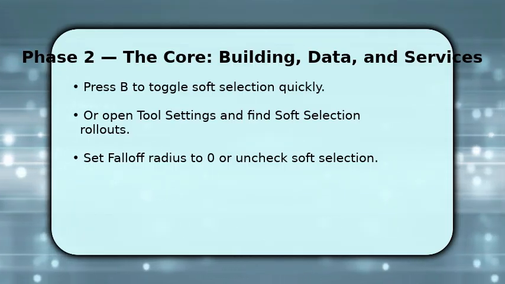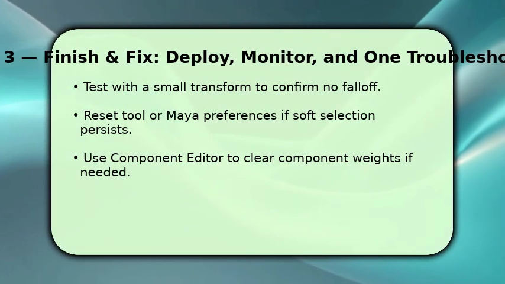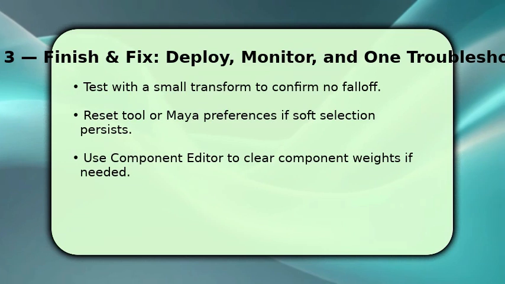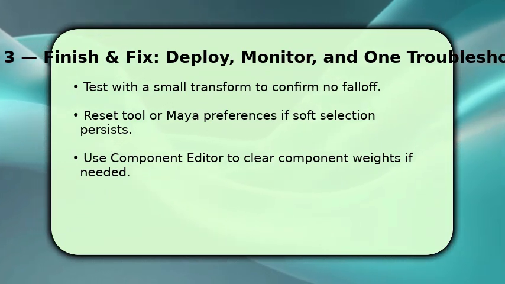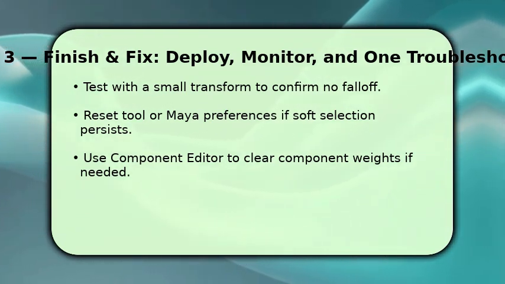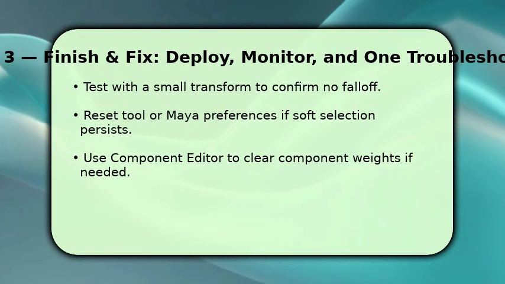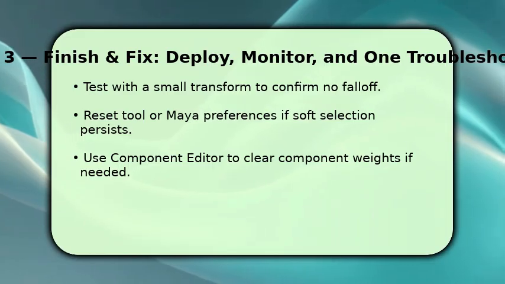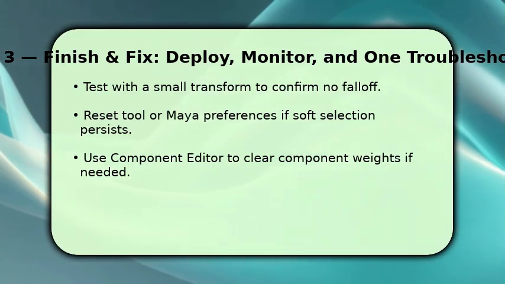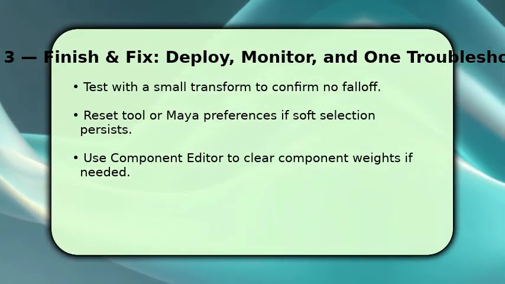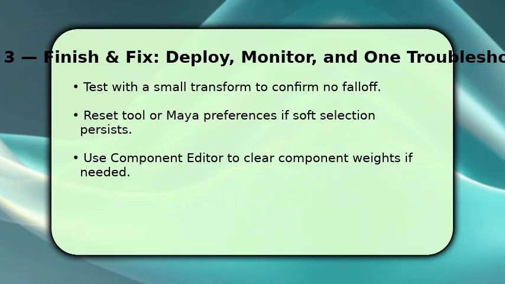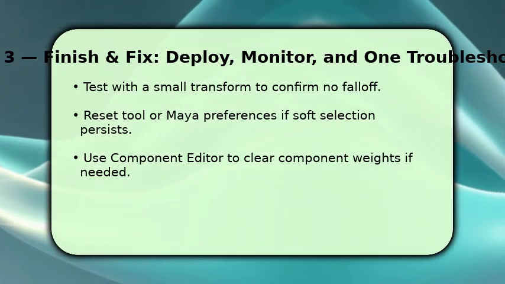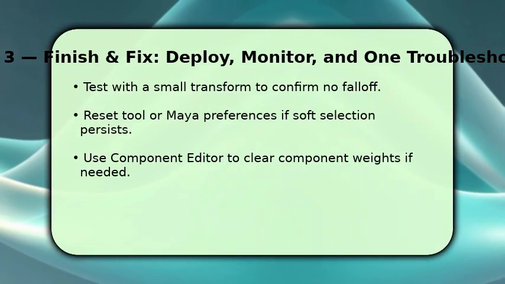Finally, confirm by making a small transform. You should see a uniform change with no graded influence. If you still get gradual movement, reset the tool or restart Maya to clear transient states, and if that fails, reset preferences. Also check component weights. Open the component editor and clear any weights that mimic soft selection. One key tip: if transforms still blend, inspect deformers and skin weights, because those can behave like soft selection.